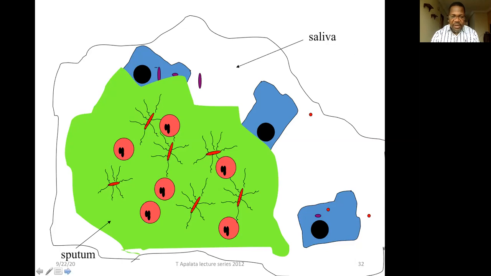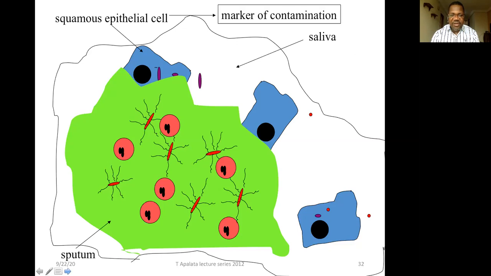Okay, then what is next? Those are the squamous epithelial cells. And when you see a lot of squamous epithelial cells, this is a marker of contamination. So when we analyze a specimen, we need to find out how many epithelial cells are found and how many neutrophils are there. Because if we have many neutrophils, it's a marker of a true infection. But if we have many epithelial cells, it's a marker of contamination.